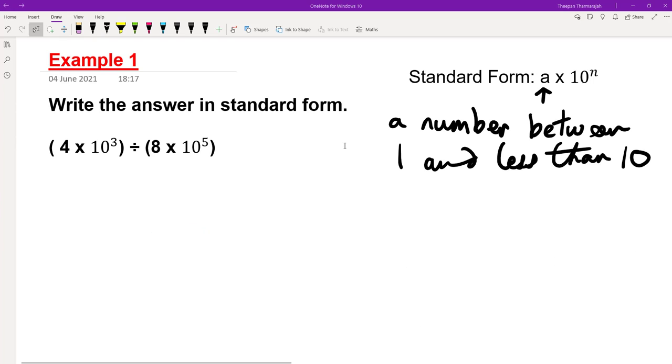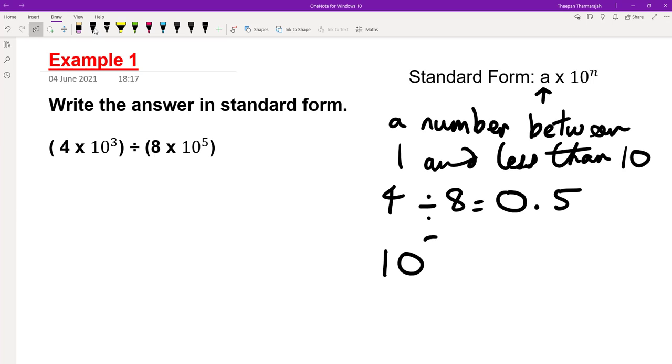Here's the next type of question. So we've got 4 times 10 to the power of 3 divided by 8 times 10 to the power of 5. So the first thing we ought to do is to do 4 divided by 8. Be careful here, the answer is not 2, it's 0.5 or a half. Then we're going to deal with the powers. So you've got 10 to the power of 3 divided by 10 to the power of 5. When you divide powers, you minus the powers, keep the base the same, which is 10. 3 minus 5 gives you minus 2.